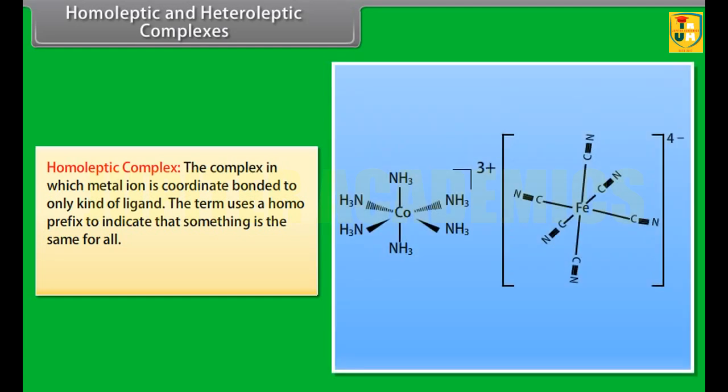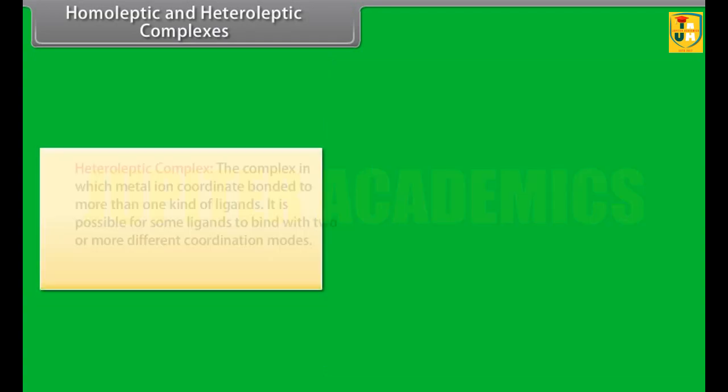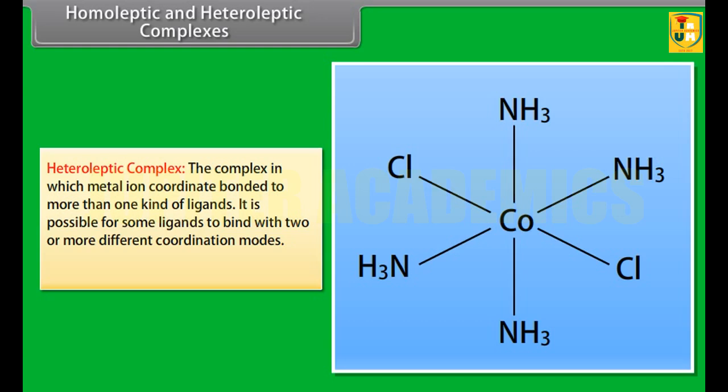Homoleptic and heteroleptic complexes. Homoleptic complex: the complex in which the metal ion is coordinate bonded to only one kind of ligand. The term uses the prefix homo to indicate that something is the same for all. For example, [Co(NH3)6]3+ and [Fe(CN)6]4-. Heteroleptic complex: the complex in which the metal ion is coordinate bonded to more than one kind of ligand. It is possible for some ligands to bind with two or more different coordination modes. For example, [CoCl2(NH3)4]+.